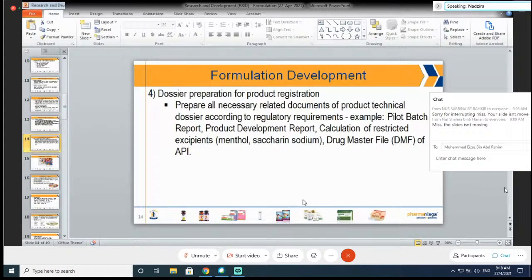Next, after the pilot batch manufacturing, we prepare the dossier for the product registration. As a formulator, we not only develop the product, we also need to support the product registration by preparing related documents such as the pilot batch report and the product development report, and by providing the calculation of restricted excipients such as menthol and saccharin sodium according to the dosage. We also have to review and provide the drug master file of the API. This is very important during product registration to MPRA.